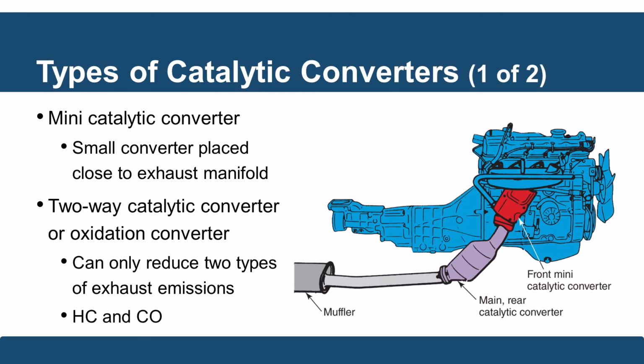Now, when we do this, there are different types of catalytic converters out there. There's a mini catalytic converter. This is a small converter placed close to the exhaust manifold, and this is actually a fairly popular design even today to get it hot. There's also what they call a two-way catalytic converter, or basically this is known as an oxidation catalyst. And these reduce two types of emissions initially. These were HC and CO, and this was our initial attempt on many vehicles to start doing this cleaning.